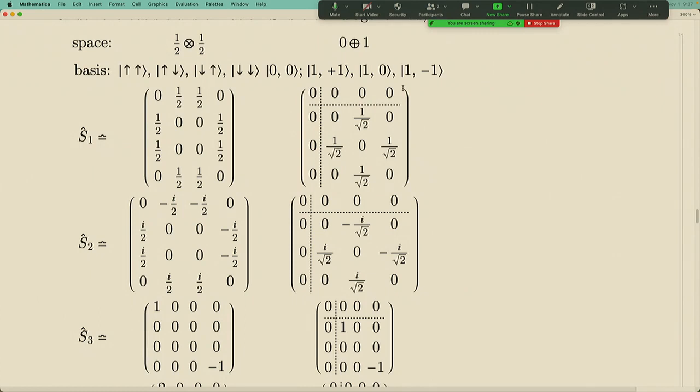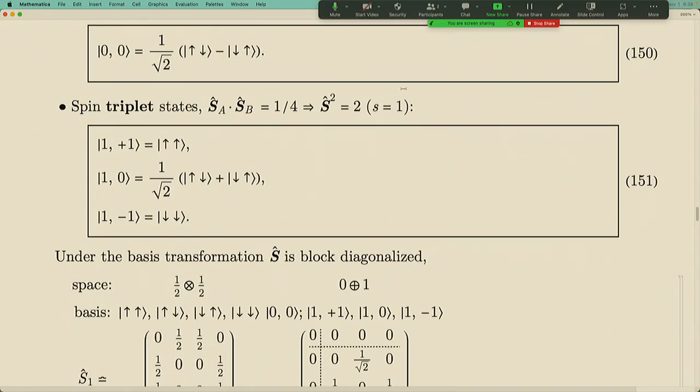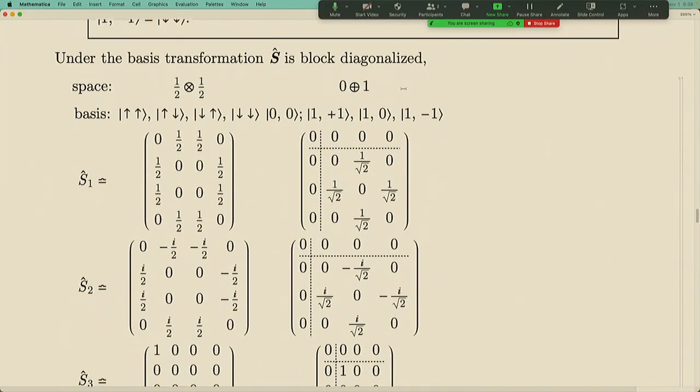For example, 0 corresponds to one state, and 1 corresponds to 3 states because there are 3 states that have spin 1. So 0 ⊕ 1 means you arrange your bases such that the first basis state is from the 0 sector, and the later 3 basis states are from the 1 sector. And how are these 4 states related to the previous 4 states? Well, the relationship is up there. I have already written it down. We have already defined how the spin singlet and spin triplet states are rewritten in terms of the original basis. So you just use those relations.